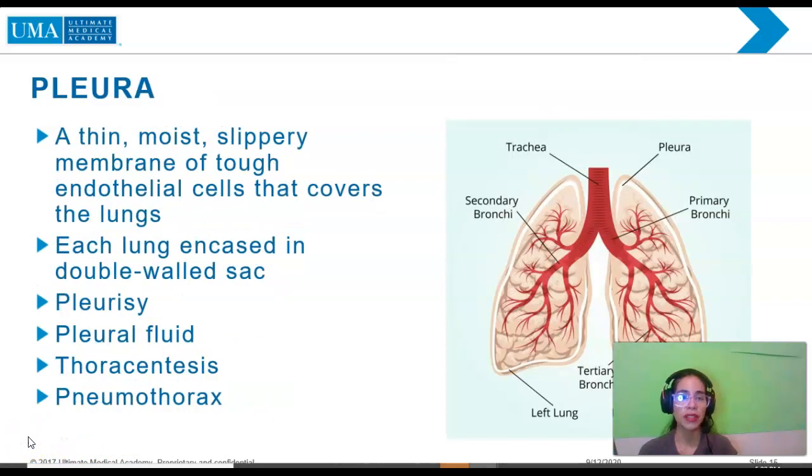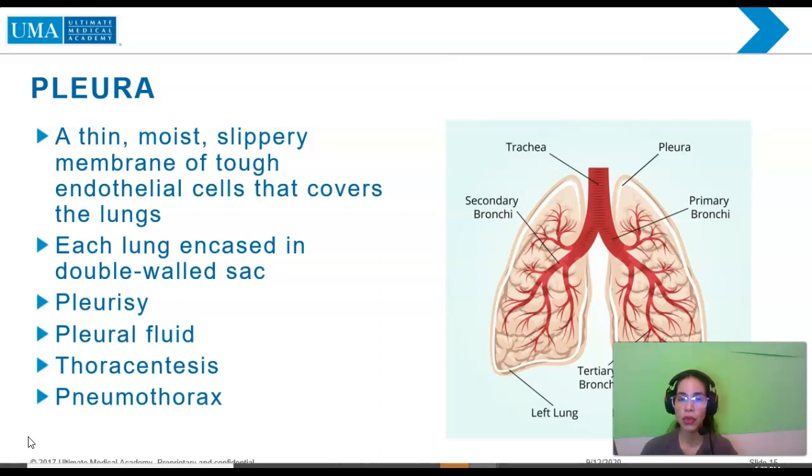Pleura. The pleura is a thin, moist, slippery membrane of tough endothelial cells that cover the lungs. Pleural fluid is a serous fluid that is found between the pleural membranes, and this fluid is necessary to prevent friction between the membranes as we are inhaling and exhaling.